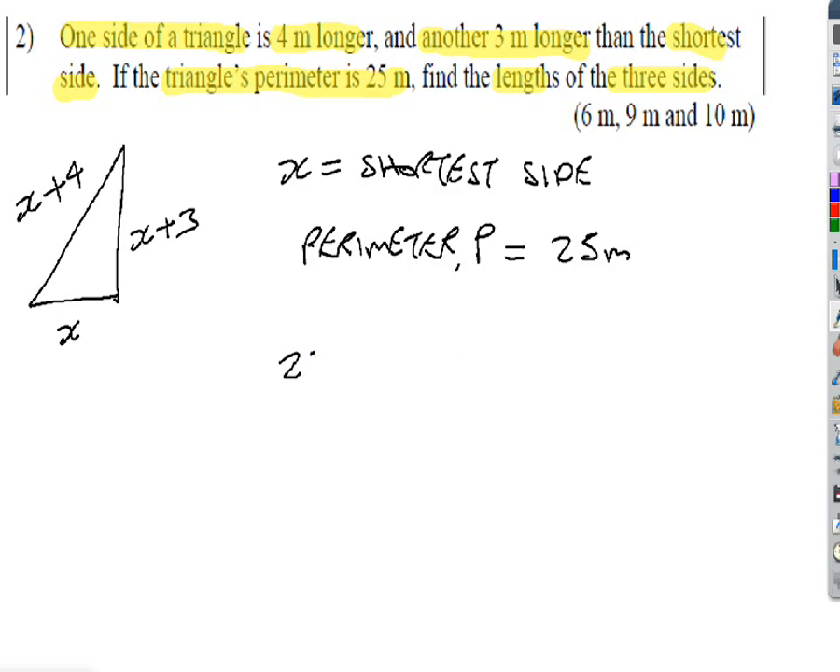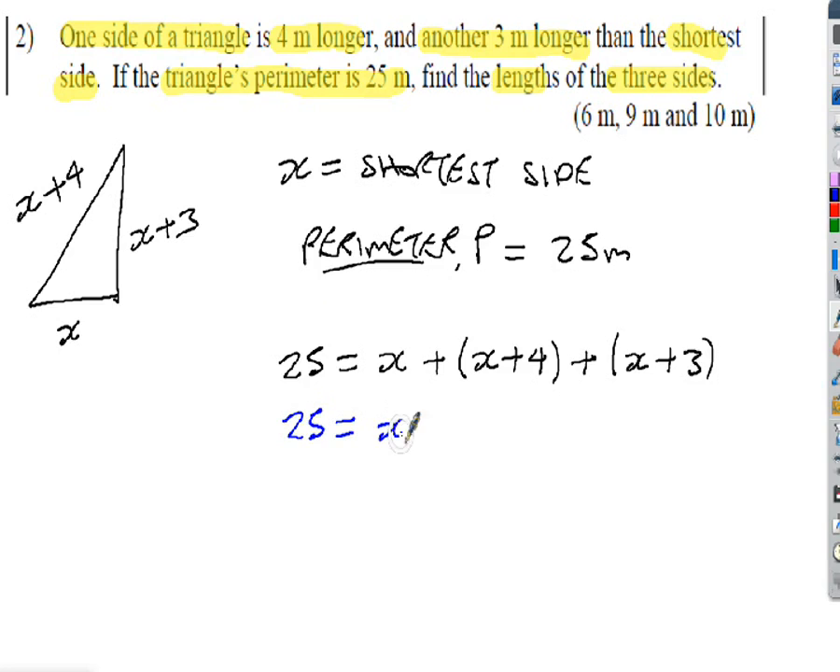So 25 must equal, looking at my sides, I've got a side length x. I'm adding to that, I'll put it in brackets for clarity, the side of x plus 4. Don't need the bracket here, but I'll put it in for clarity, and then the side of x plus 3. So adding all 3 sides up, it must equal the perimeter of 25 meters. As I said, I do not really need the brackets here on the right hand side, so I can simply write that as x plus 4 plus x plus 3. There's a positive outside each of the brackets, so I didn't need the brackets in this particular case.